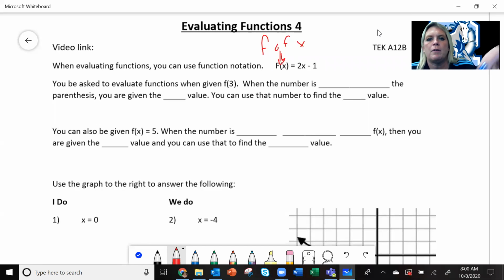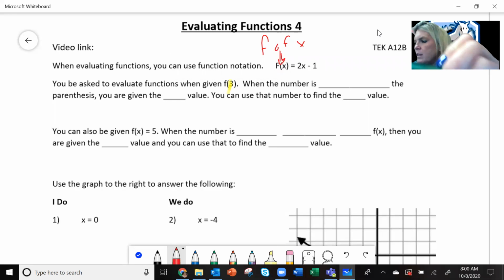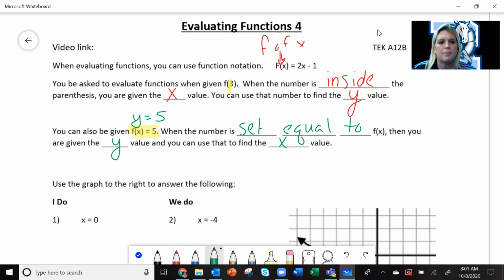You are going to be able to evaluate functions when given f of 3, when the number is in the parentheses. When the number is inside the parentheses, you are given the x value and you are trying to find the y value. Now, the other part is when it says f of x equals, when it's set equal to a number. Then you are given the y value and you are supposed to find the x. F of x equals is the same as y equals. They can be used interchangeably.